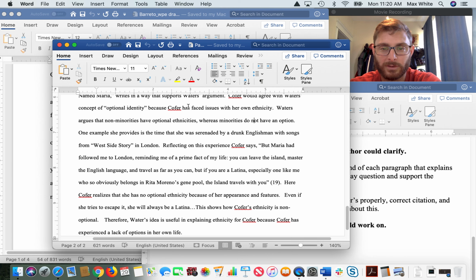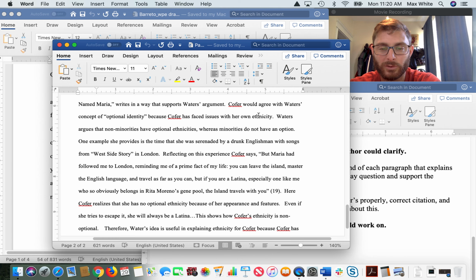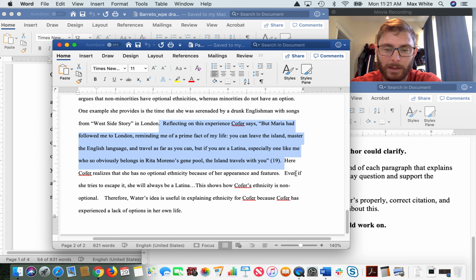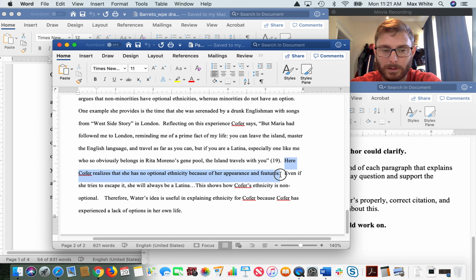And you'll notice, too, that the writer in this paragraph moves between evidence. Waters argues. So that's a paraphrase. One example she provides. So now we're pulling out specific evidence to support that claim. And then, okay, we have Coffer coming in here. And then we get Coffer for realizing she has no optional ethnicity.